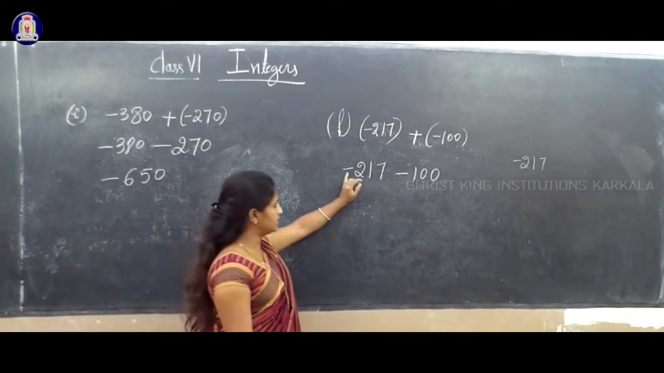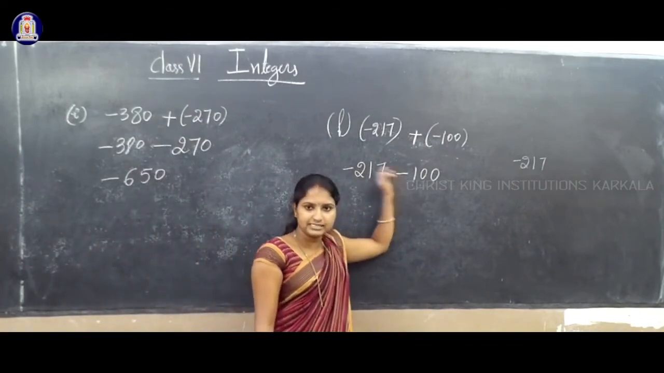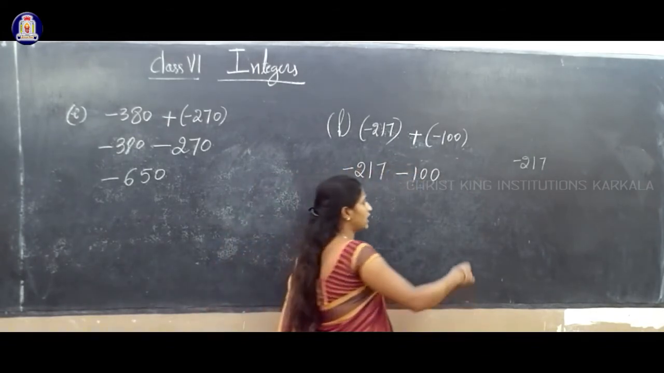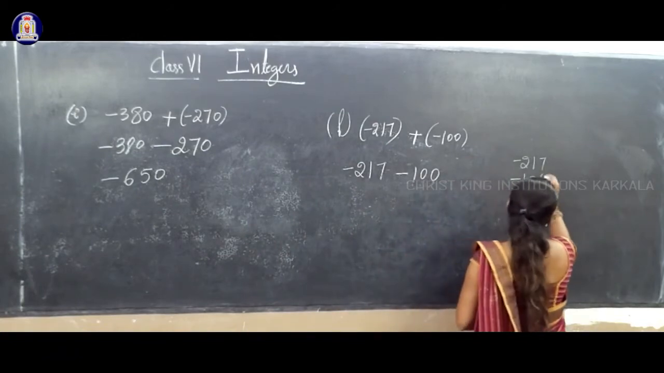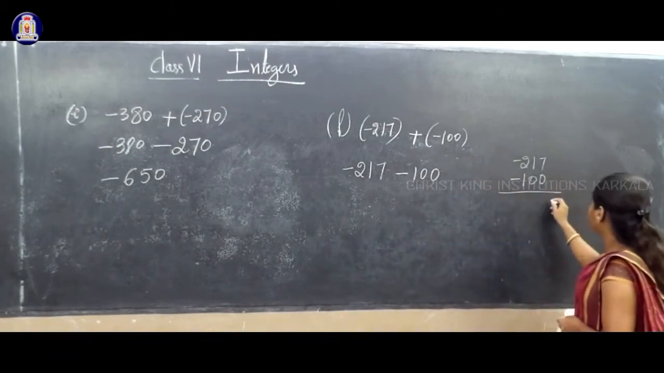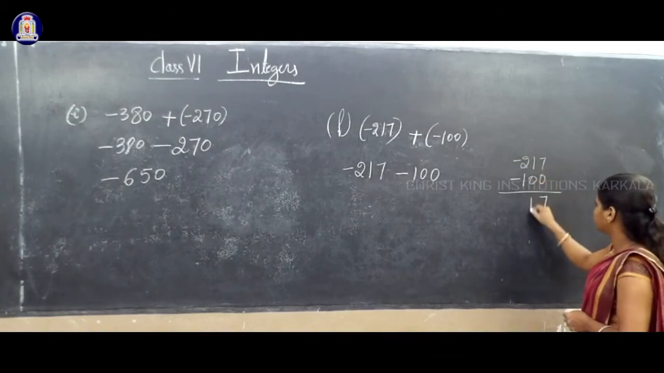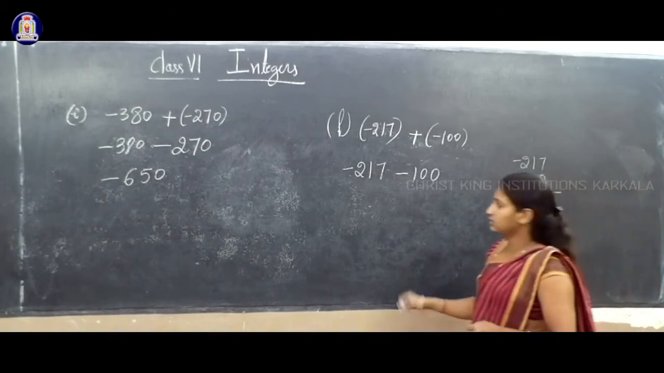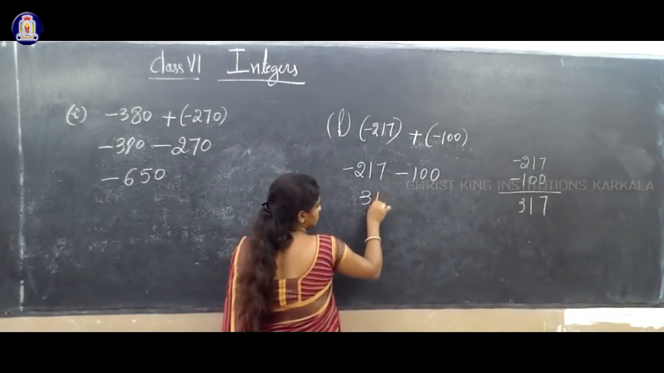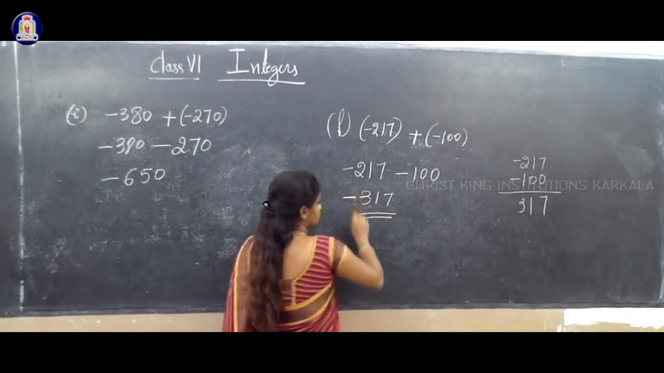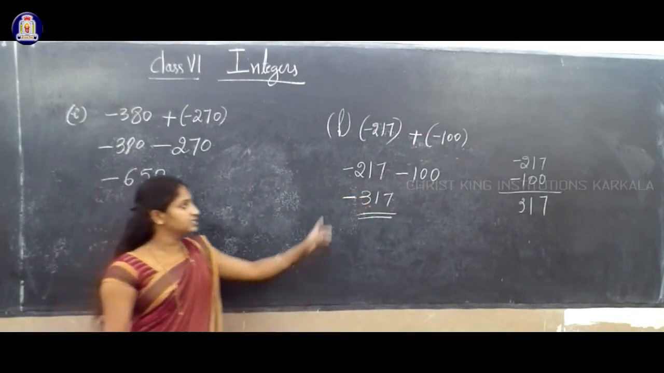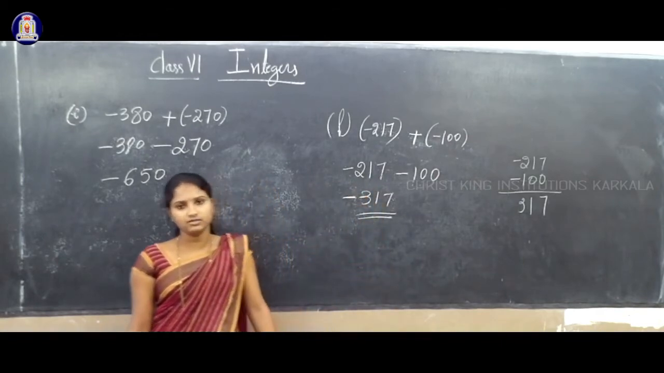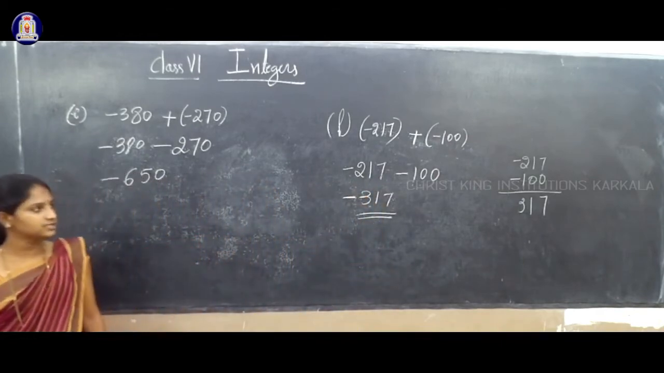So here the sign is minus. Here also sign is minus. Same sign. You know, same sign means the addition. Clear? So 217 plus 100. So what is the answer? 7 plus 0 is 7 and 1 plus 0 is 1 and 2 plus 1 is 3. Clear? So what is the answer? Answer is 317. So in this, which is greater number? That is 217 is greater. That sign is minus. Clear? So the answer is minus 317.